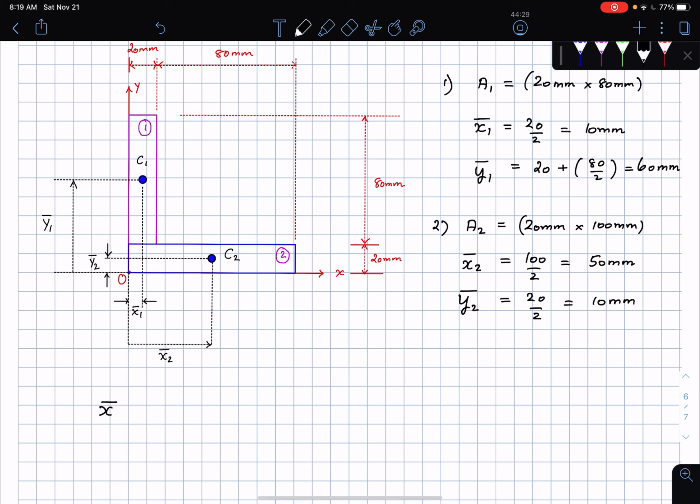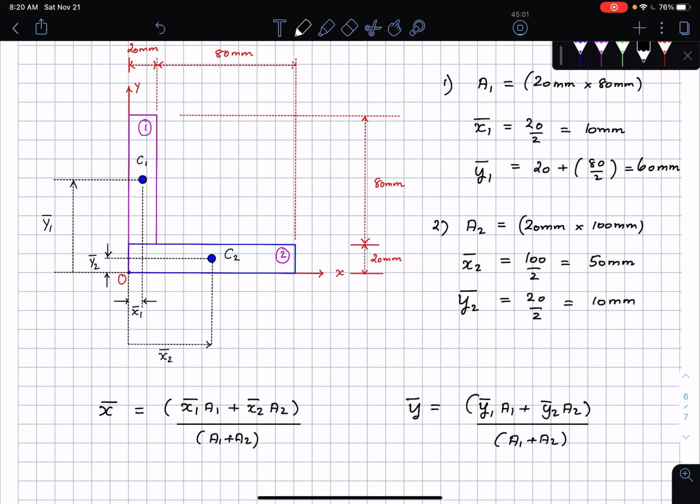X bar is going to be, because I have only two pieces, x1 bar A1 plus x2 bar A2, divided by A1 plus A2. I'm just using the generic formula that we had from earlier. And then y bar is going to be y1 bar A1 plus y2 bar A2, all of it divided by A1 plus A2.